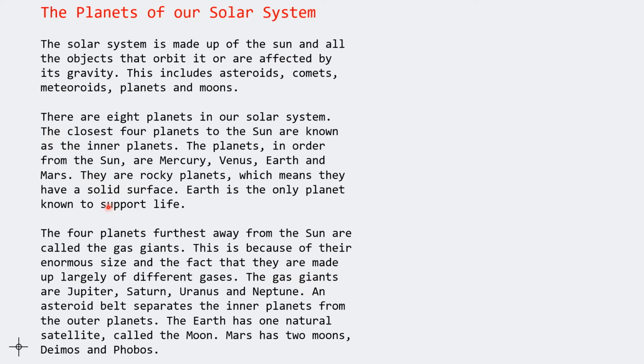So paragraph 2 is about the planets, especially the inner planets. Paragraph 1, it's about what we mean by the solar system.